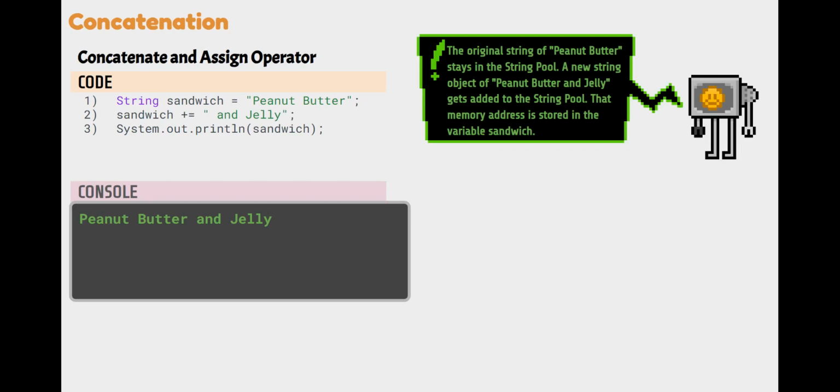When we concatenate into an already existing string, that original string of peanut butter stays in the string pool. We are not changing that string in the string pool. A new string object of peanut butter and jelly gets added to the string pool, and then the memory address is stored in the variable sandwich. So sandwich holds a memory address. It originally pointed to peanut butter in the string pool. Now it points to a different location in the string pool that holds peanut butter and jelly.